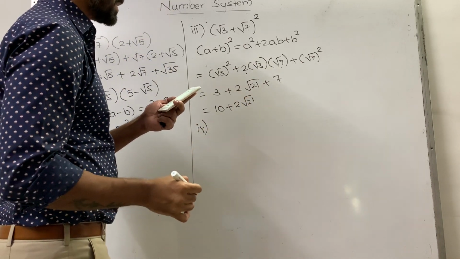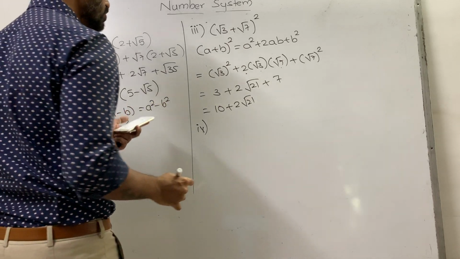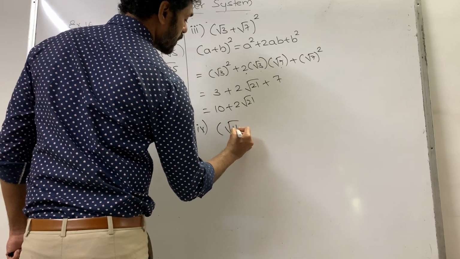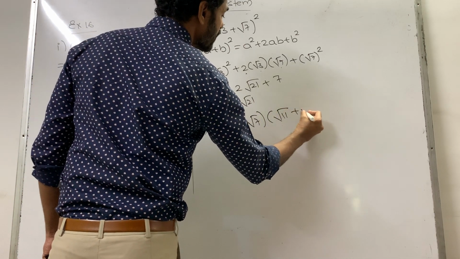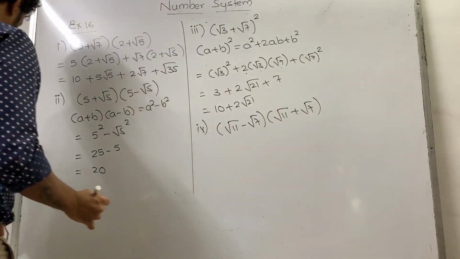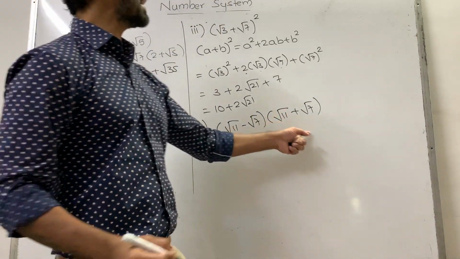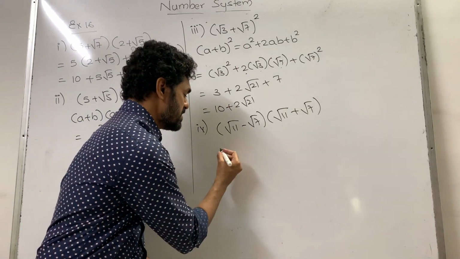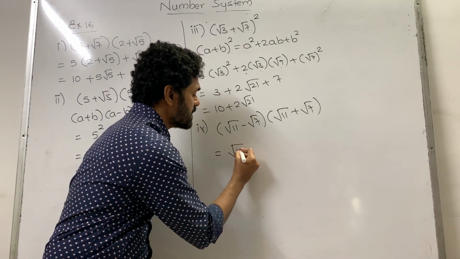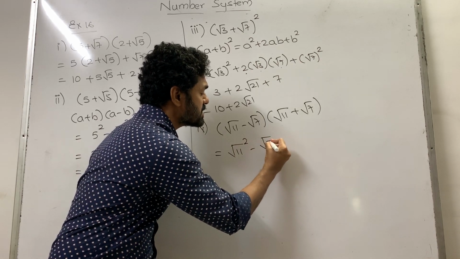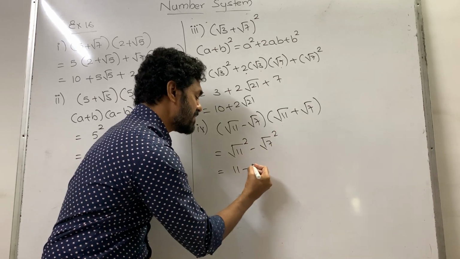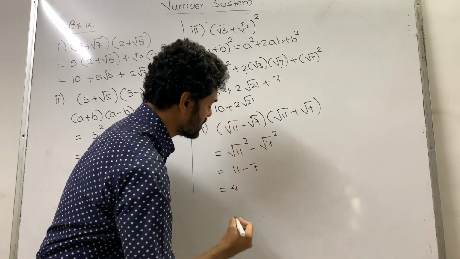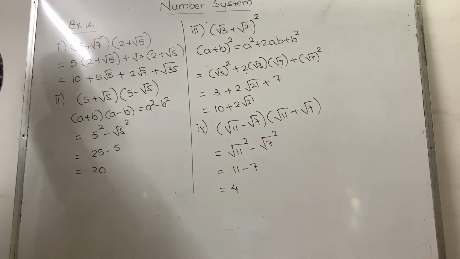The fourth question in example 16 is (root 11 minus root 7)(root 11 plus root 7). So we can observe it is again in the form of (a minus b)(a plus b), and we know (a minus b)(a plus b) is a square minus b square. What is root 11 square? 11. What is root 7 square? 7. 11 minus 7 is 4. So that was example 16.